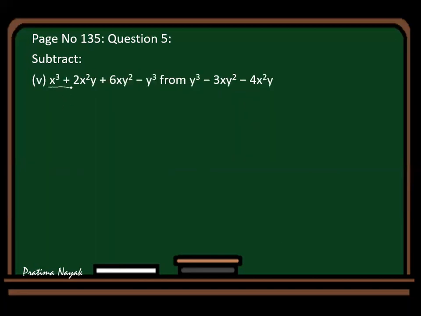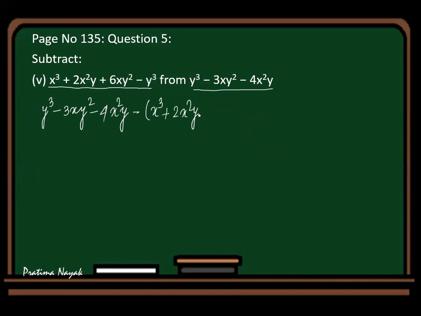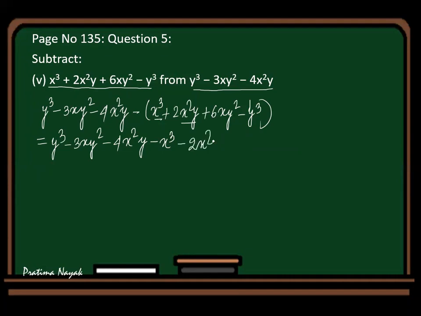Now, fifth part: x cube plus 2x square y plus 6xy square minus y cube, from y cube minus 3xy square minus 4x square y. So I'll write y cube minus 3xy square minus 4x square y, subtraction, x cube plus 2x square y plus 6xy square minus y cube. Minus x cube will be negative, 2x square y also negative, 6xy square also negative, only y cube will be positive because it has a negative sign. Then I'll group y cube with the other y cube.